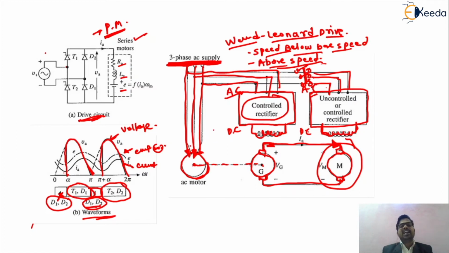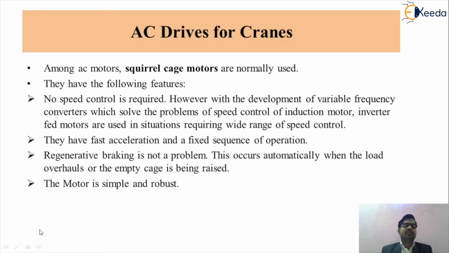So friends, this is a Ward Leonard drive that will be preferred in the different types of cranes and hoists in different industries. So friends, this is called a DC drive, which will be preferred for applications such as cranes and hoists. So now we can understand why we are preferring the AC drives for cranes.